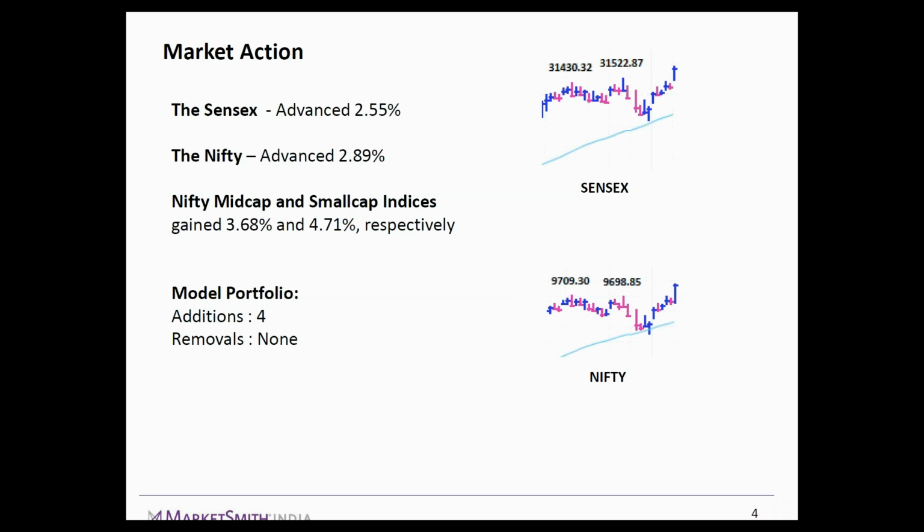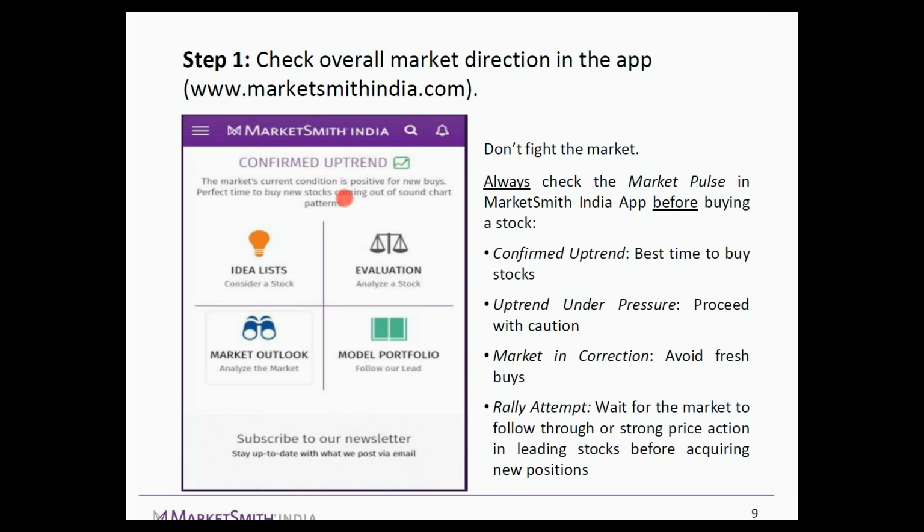Okay. So before we get to the crux of the presentation, we want to take you through how the market has moved over the last 2 weeks since our last webinar. The last 2 weeks have been quite eventful for the market. When we spoke last time on June 27th, on the home page, you'll be seeing market condition.